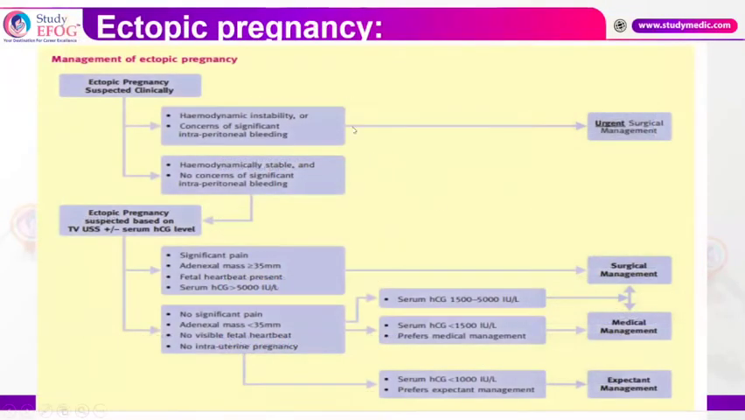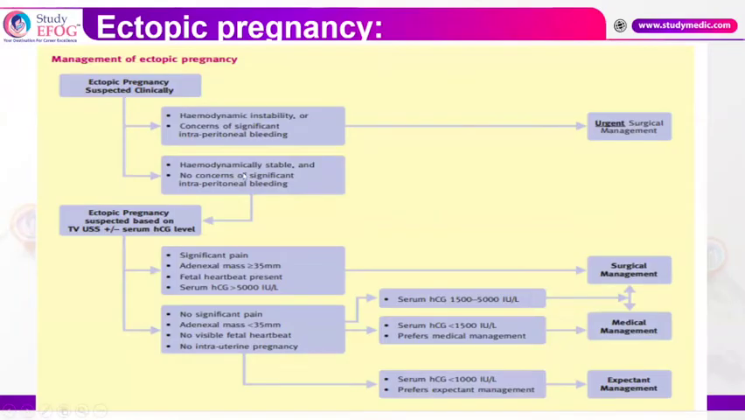How you have to manage the ectopic pregnancy now. So let's come. If we are suspecting ectopic pregnancy and the patient has hemodynamic instability, history and examination will tell us our concerns of significant intraperitoneal bleeding. What we have to do is go for urgent surgical management, either laparoscopically or by laparotomy.